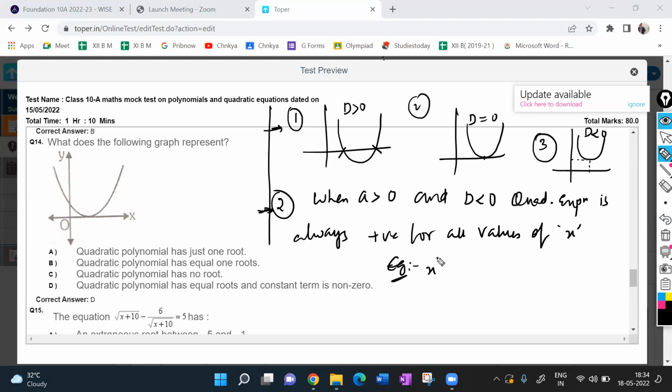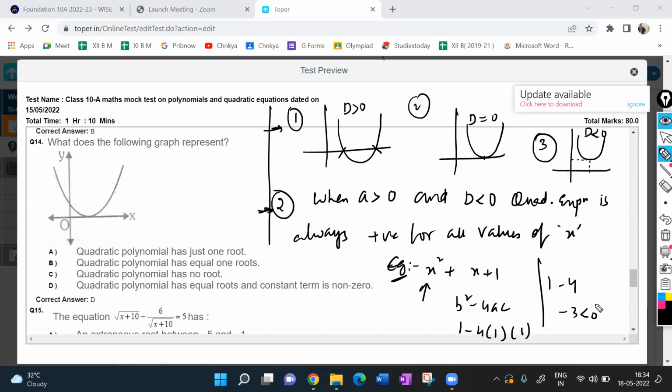For example, let me take a simple example: x square plus x plus 1. A is positive here, greater than 0. What is the discriminant, beta? b square minus 4ac. What is b here? 1. Minus 4 times a, a is 1, c is 1. So 1 minus 4, which is minus 3.